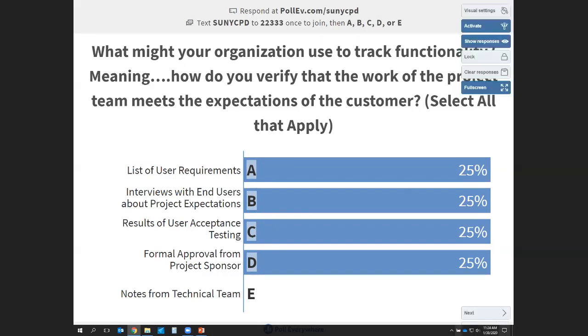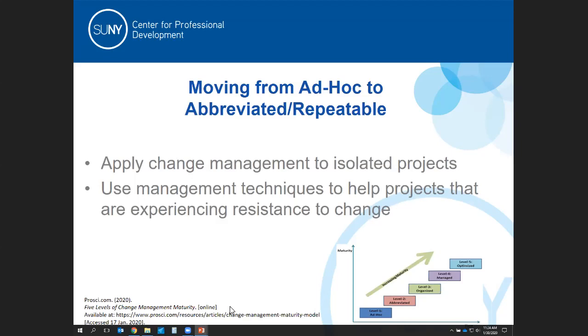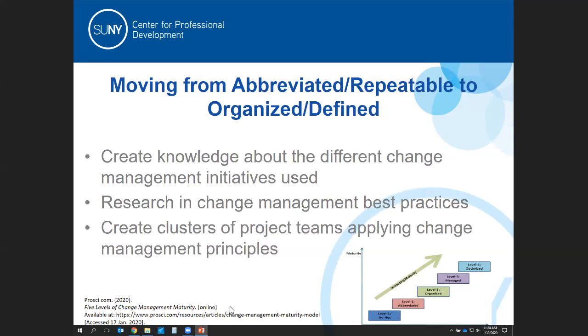Okay, so let's go on and we'll see what we can do to move up from the abbreviated to organized and defined. So remember, abbreviated repeatable is level 2, and moving from level 2 to level 3 is called organized and defined. Here are some topics that can be used to help you get from level 2 to level 3.